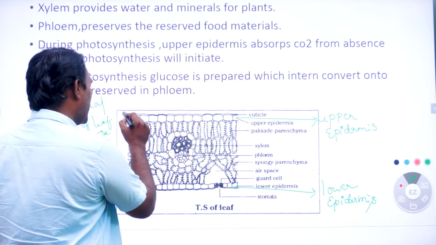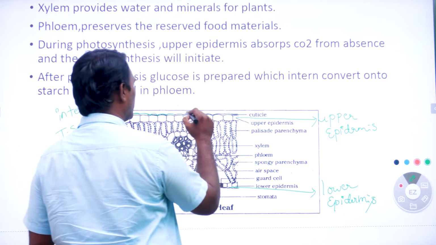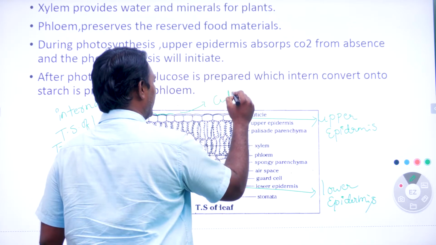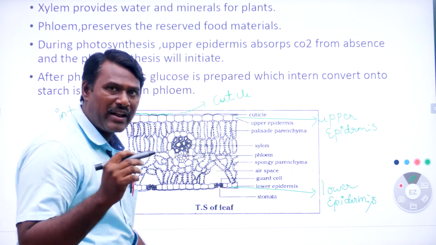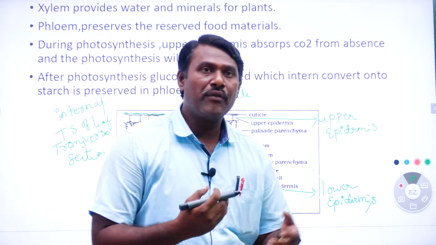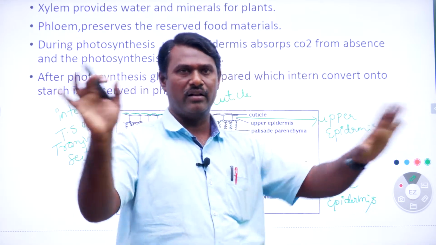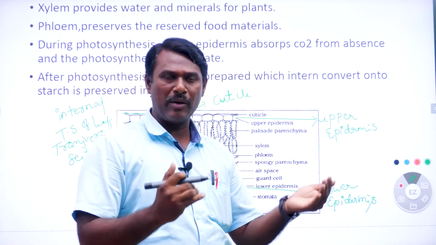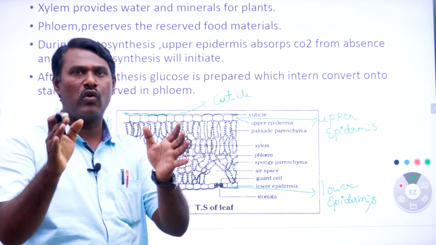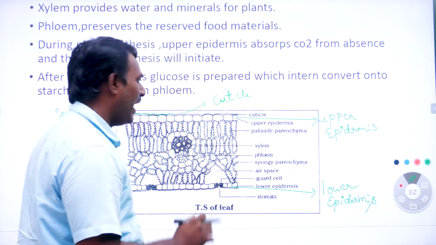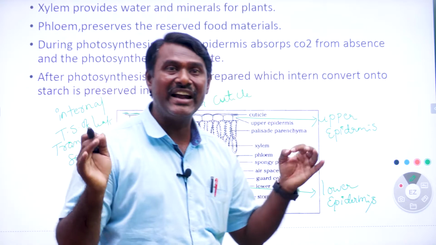This upper epidermis is covered with a small membrane-like structure like this. This we can call cuticle. The upper epidermis of the leaf which is covered with a single membrane layer is called cuticle. The main function of cuticle is that it gives protection to the leaf from predators.